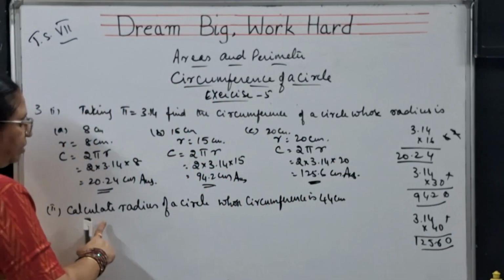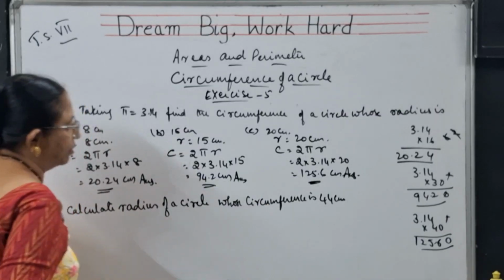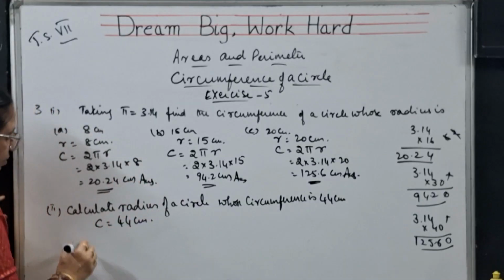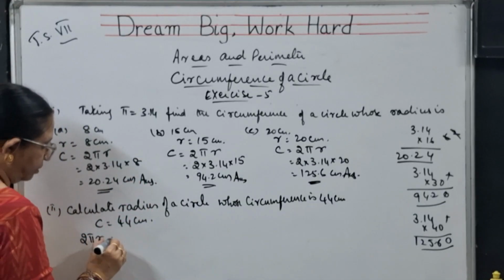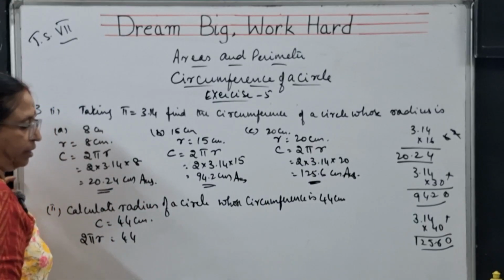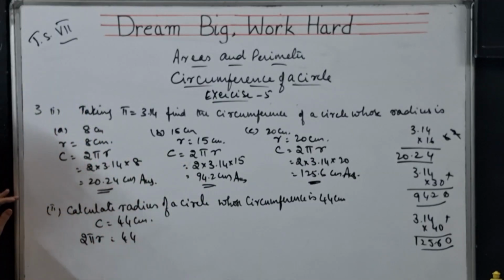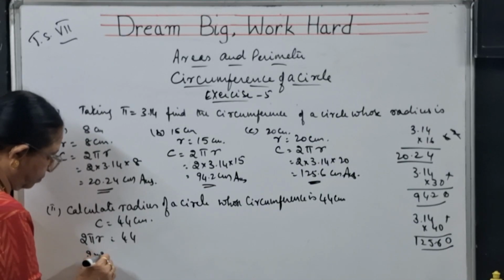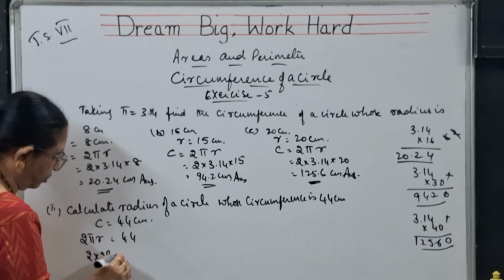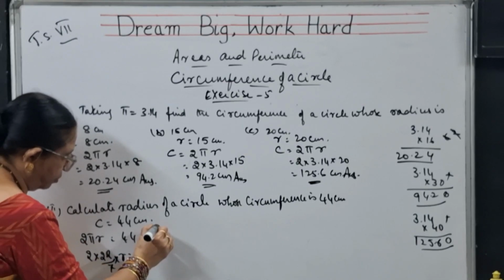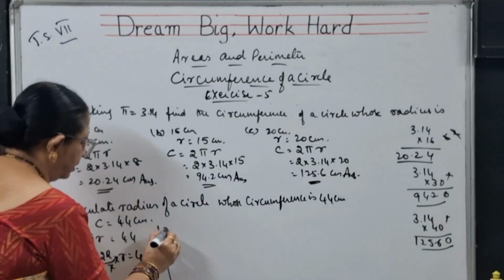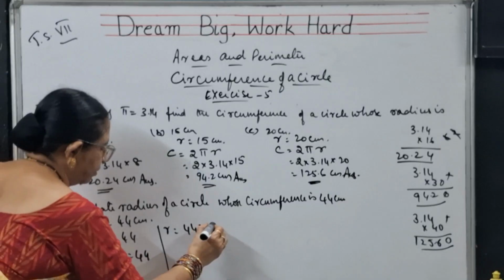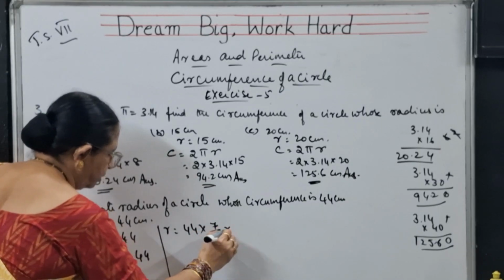Now, second bit is calculate the radius of a circle whose circumference is 44 centimeters. Circumference they have given 44 centimeters. Circumference means 2 pi r is equal to 44. Now, here for this second bit they have not told to take pi as 3.14. So, I'll take 2 into 22 by 7 into r, we don't know, r is equal to 44. That means what, children? Radius is equal to 44 into reciprocal of 22 by 7, which is 7 by 22, into reciprocal of 2, which is 1 by 2.